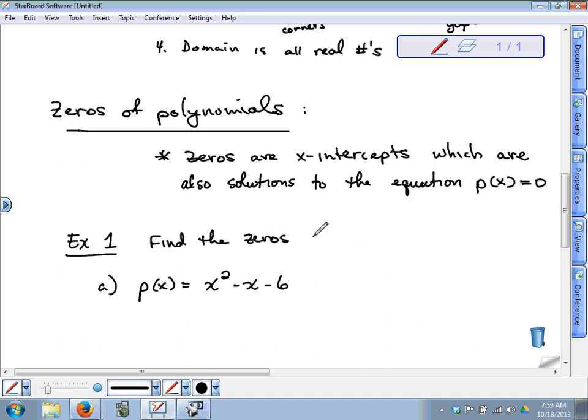Now, how do we find the zeros? Take a look at this. Zeros are the same thing as what? Solutions to the equation p of x equals 0. So to find zeros of a polynomial, we need to set the polynomial equal to 0 and solve the equation. So we say 0 is equal to x squared minus x minus 6. You set the equation equal to 0. That's why they're called zeros, because they're the x values that make the polynomial equal 0.